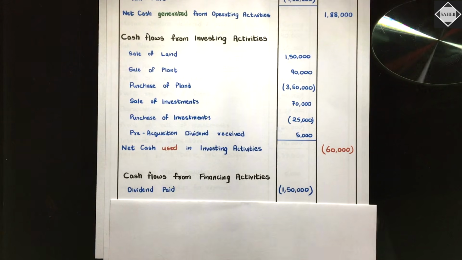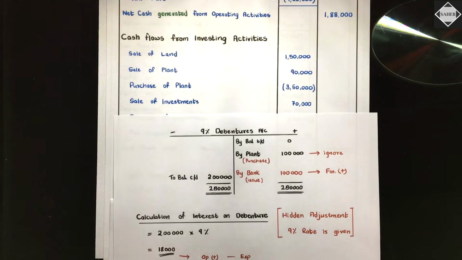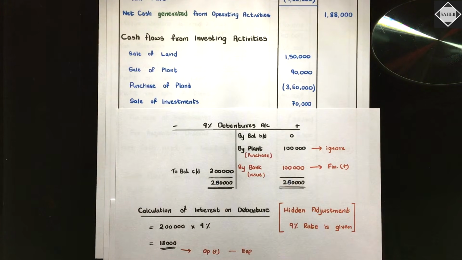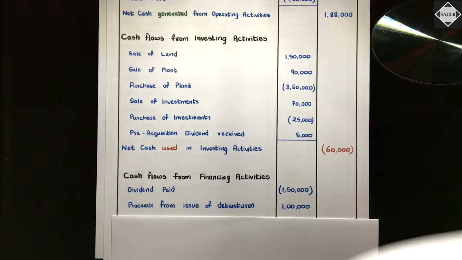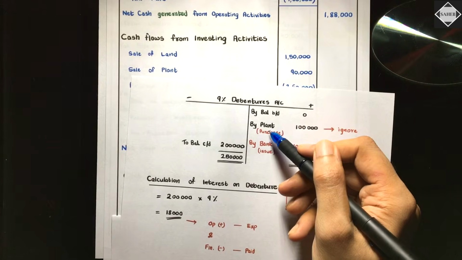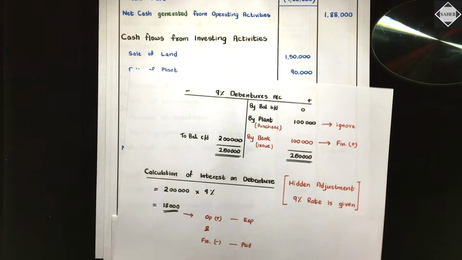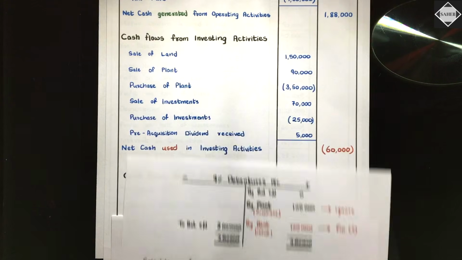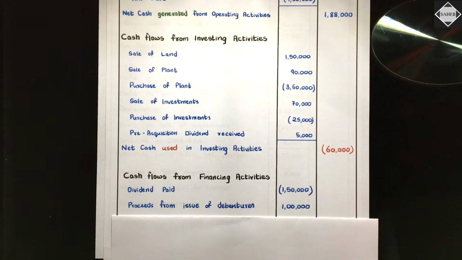In debentures account, check. In debentures account also, yes, we have issued debentures of how much? We have issued debentures of 1 lakh. Yes, so that will come over here. Proceeds from issue of debentures, 1 lakh. Only this much we have issued for cash. The remaining we have issued for plant. So that won't impact cash flow statement. All right. So only 1 lakh we will add as a financing cash inflow.